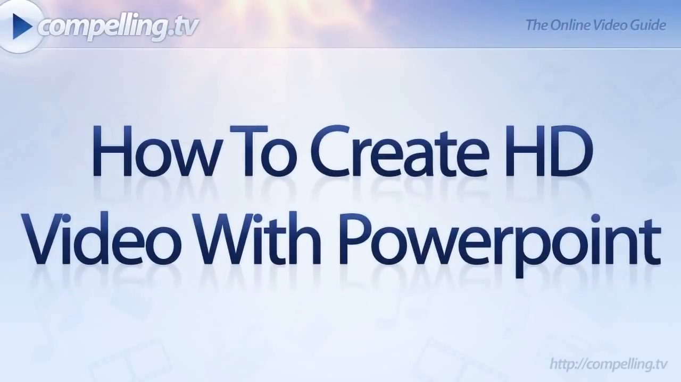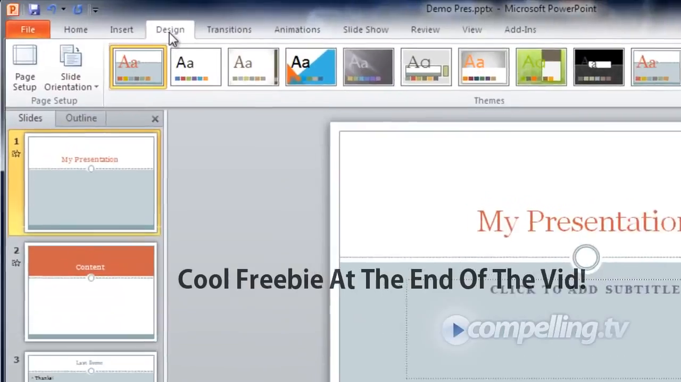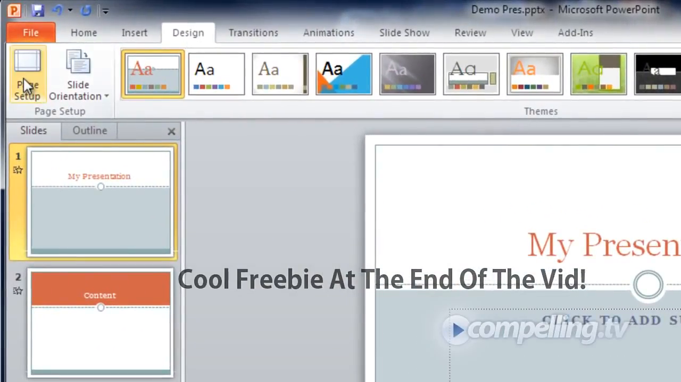Today I'm going to show you how to set up PowerPoint 2010 to export high definition video. First step is to set up the presentation correctly. So to do that, head to the Design tab in your presentation and then click Page Setup.